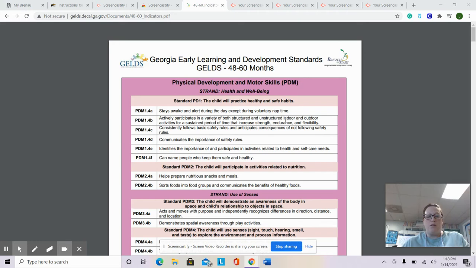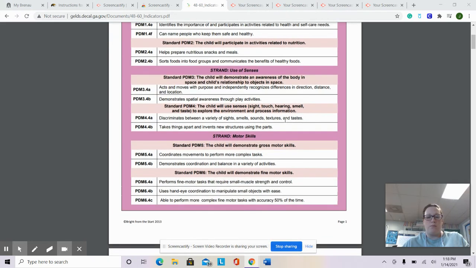And say I want to teach my children how to write their names. So we would need fine motor skills, which is all the way at the bottom. Down here we have the standard PDM-6. The child will demonstrate fine motor skills. I'm going to teach my kids how to write their name, so I will need to look at the standards here in order to figure out which ones I need.